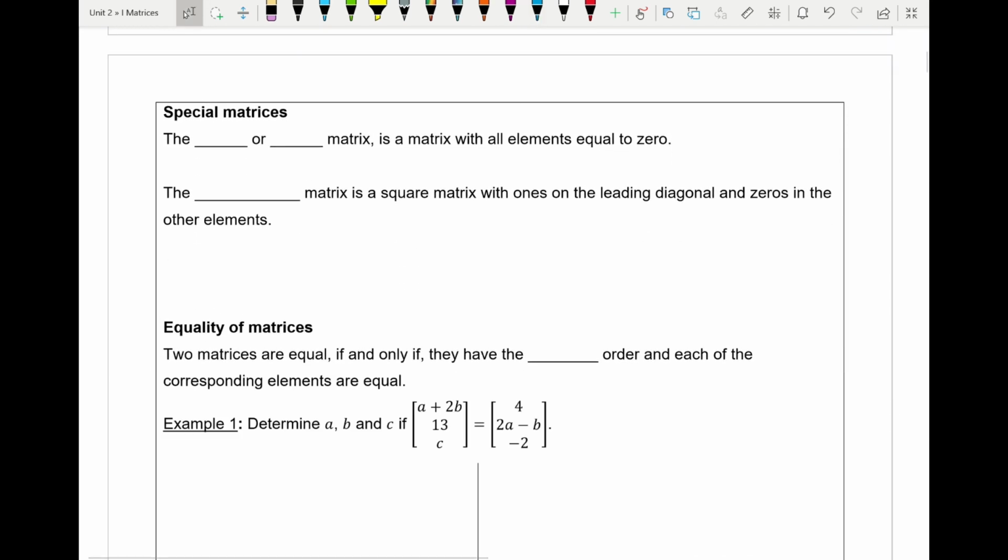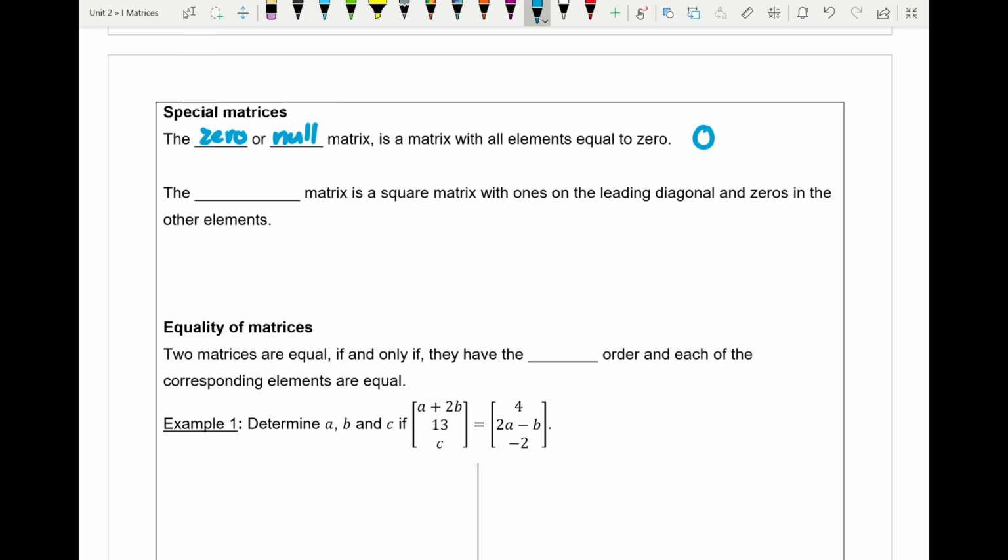Okay, we have some special matrices as well. So the 0 matrix, also referred to as the null matrix, is a matrix with all elements equal to 0. You'll sometimes see it written as 0 or O, and it just basically means of an appropriate size. Generally, you have to use context clues as to how big this matrix is. Every element inside it is a 0.